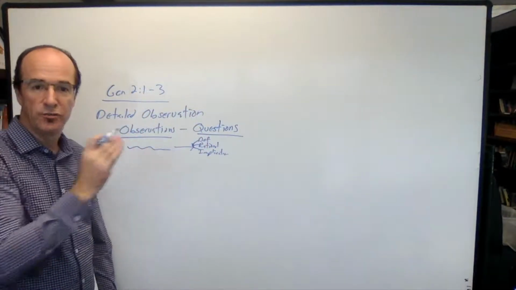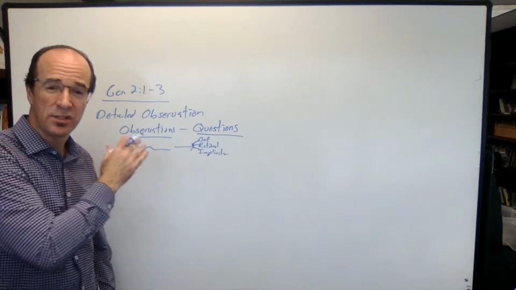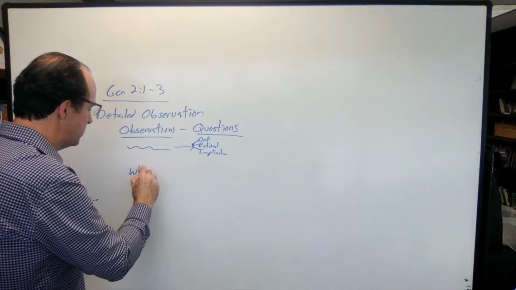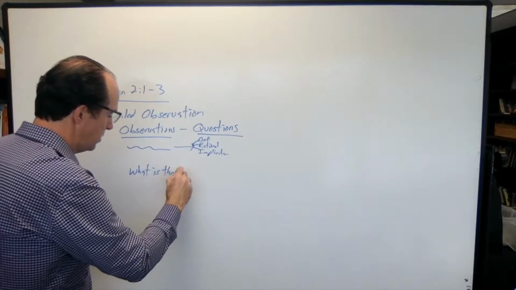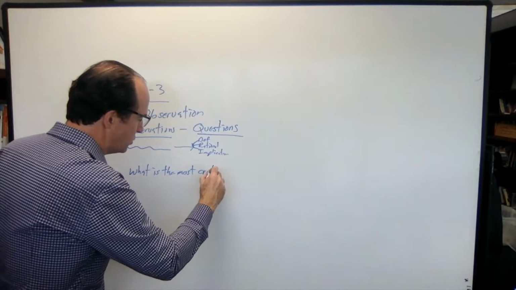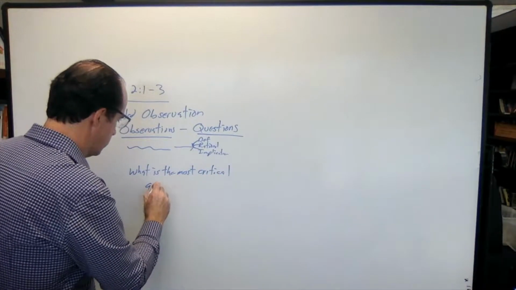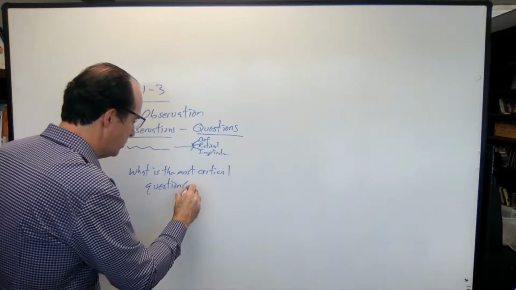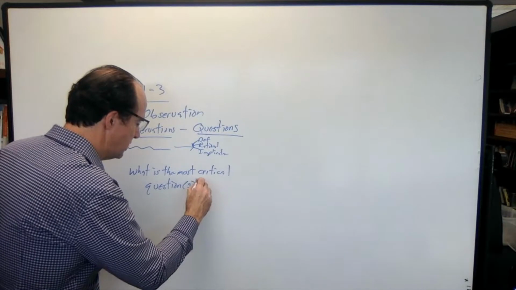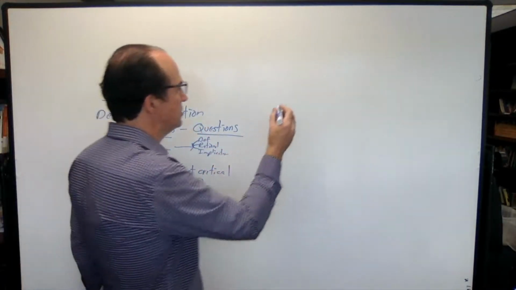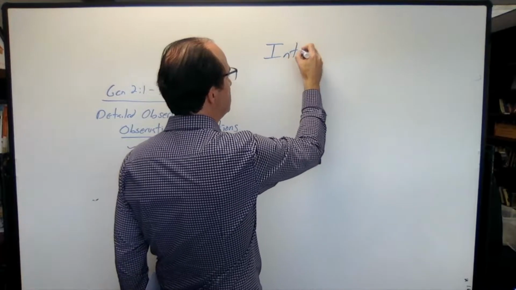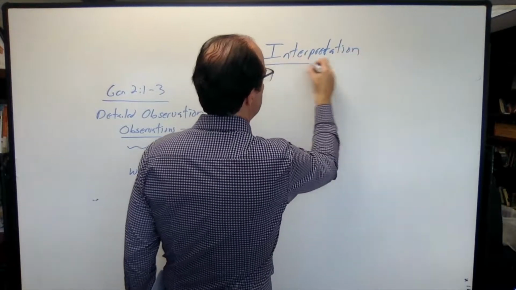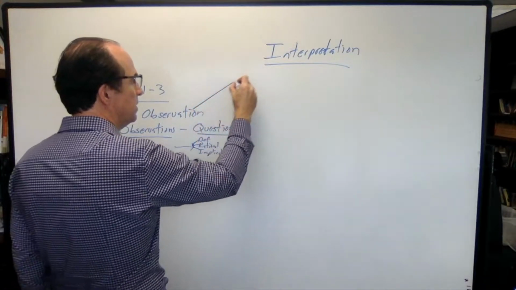So after you've made a sufficient number of observations and questions, what you then do at the end of this process is ask yourself, what is the most critical question? And that could be plural also. What are the most important or most critical questions? Then take a couple of those questions, and that becomes your agenda for interpretation. So you can move directly from your detailed observation to here.